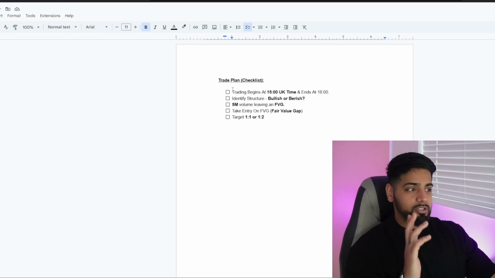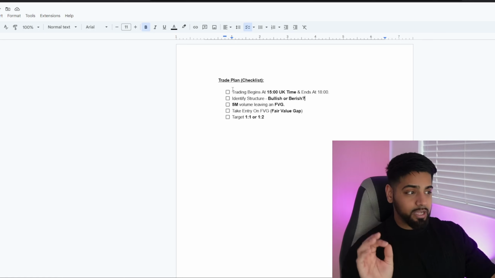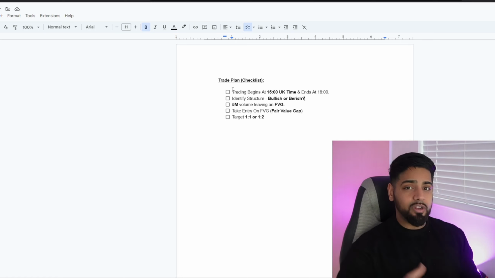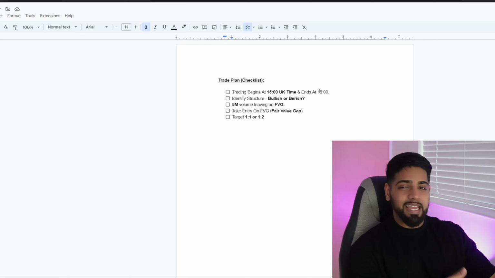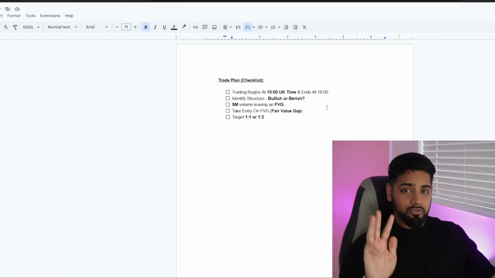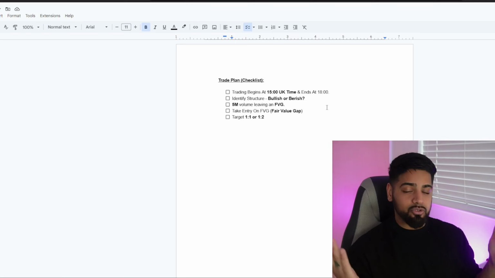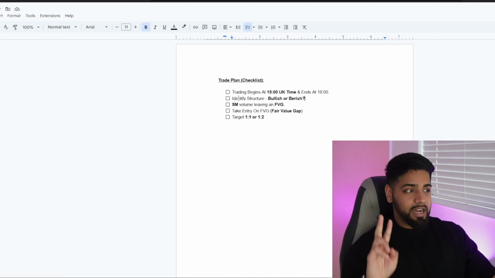So first and foremost, step number 1 is to identify our trading time. Now, trading begins at 3 p.m. UK time. That's 3 p.m. in the afternoon. If you're somewhere else in the world and you're not in the UK, then configure this to wherever you are. And the trading time ends at 6 p.m. So within this 3-hour window, you're willing and able to take a trade. If you don't find one, then I would highly recommend that you stop trading, because after this time, the win rate considerably drops off.